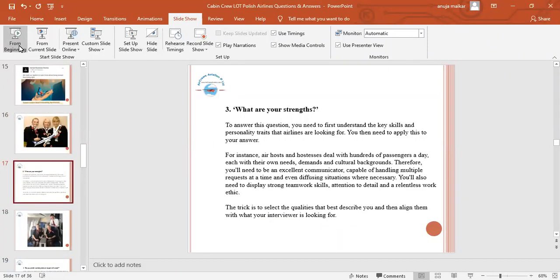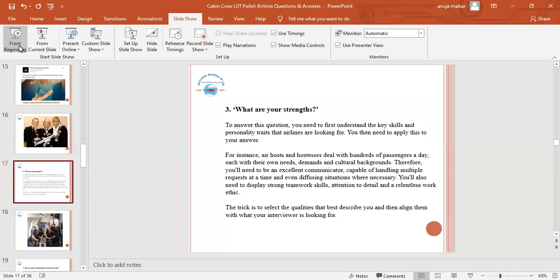The next question is, what are your strengths? To answer this question, you need to first understand the key skills and personality traits that airlines are looking for. You then need to apply this to your answer. For instance, air hosts and hostesses deal with hundreds of passengers a day, each with their own needs, demands, and cultural backgrounds. Therefore, you need to be an excellent communicator, capable of handling multiple requests at a time, and even diffusing situations where necessary.